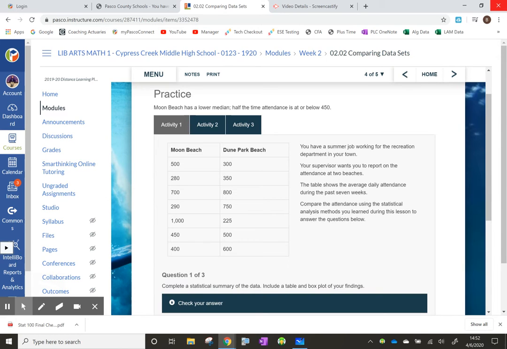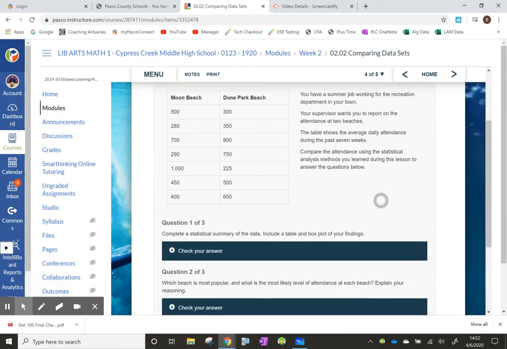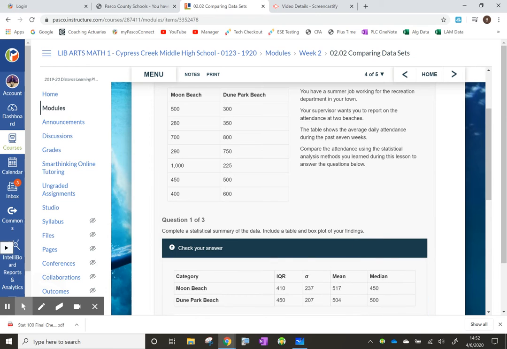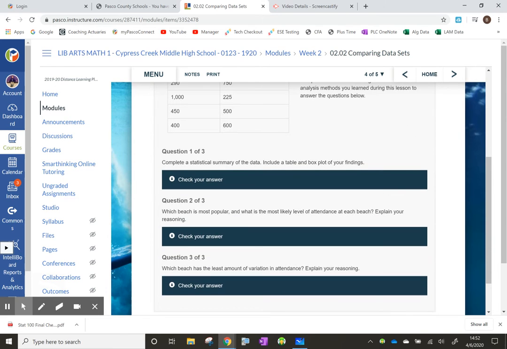It says Moon Beach has a lower median. Half the time attendance is at or below 450. That's good to know. Question: complete a statistical summary of the data. Include a table and a box plot for your findings. Which beach is most popular and what is the most likely level of attendance at each beach? Explain your reasoning. And then which beach has the least amount of variation in attendance?